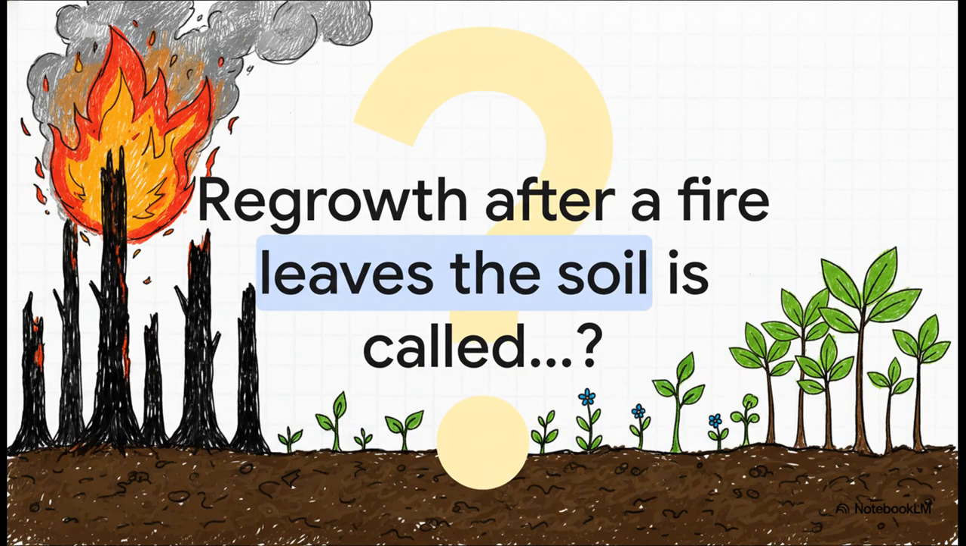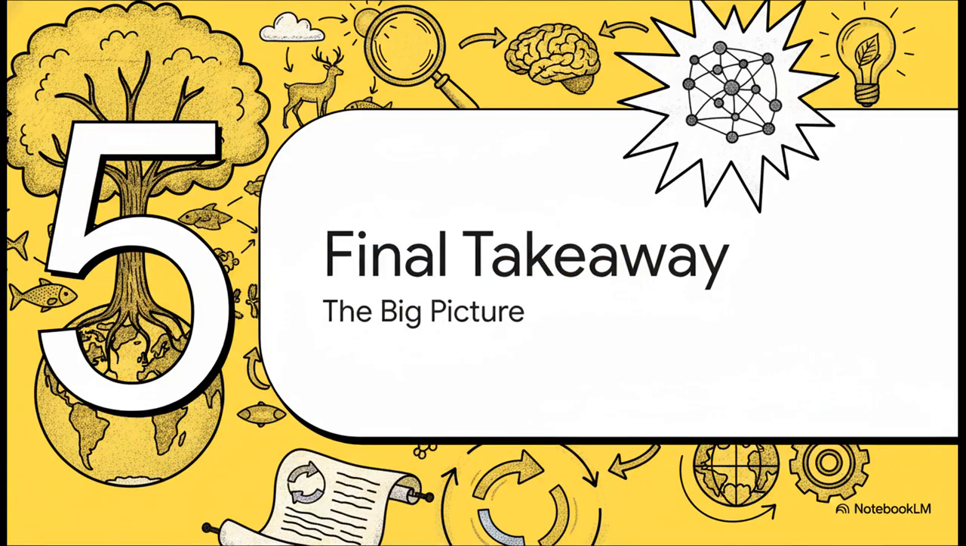All right, last one. A fire rolls through a forest. It burns the trees, but the soil is still there. What do we call that whole process of recovery and regrowth that happens next? That is succession. And for bonus points, since the soil was already there, it's called secondary succession. Nicely done. You made it through the pop quiz.